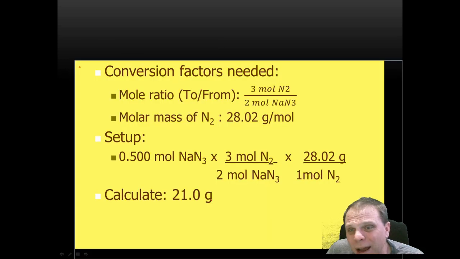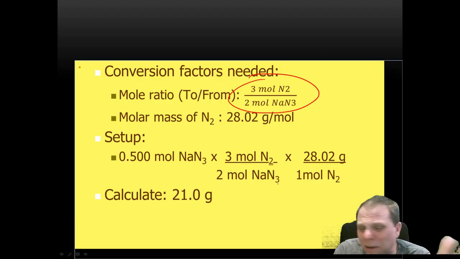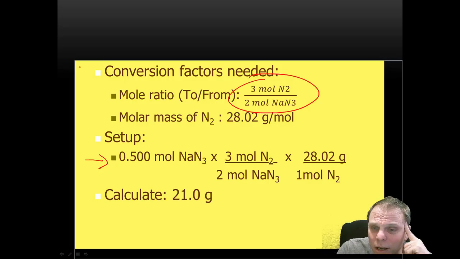And again, we can write out those mole ratios ahead of time if we want to, but we really don't need to. All I need to see you doing is this part here, right? Just do the step by step. 0.5 moles of NaN3. Just make sure that your moles of NaN3 are going to be down on the bottom of this next one. They cancel.